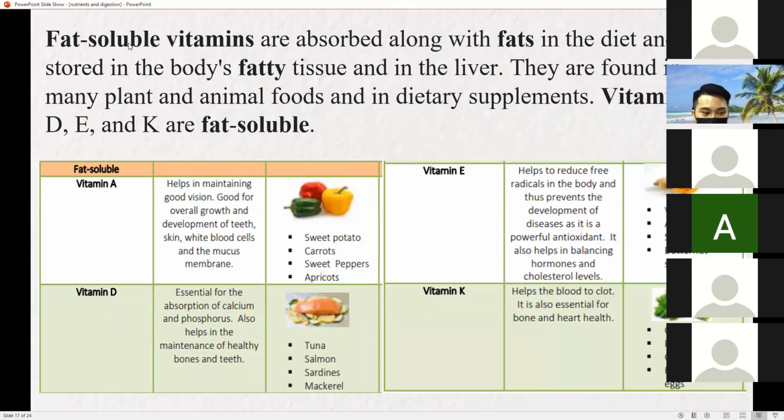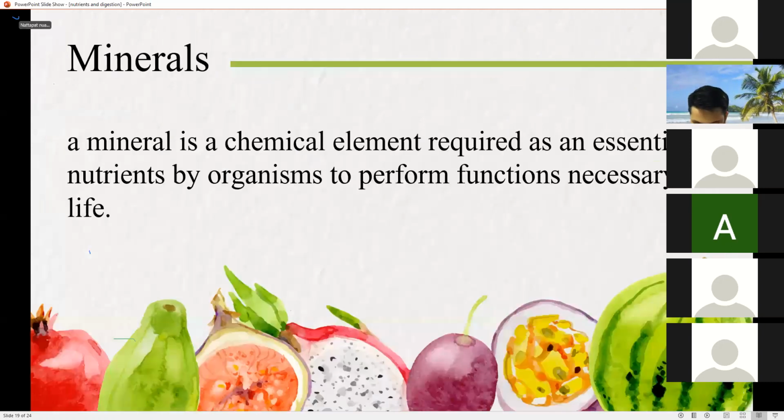Next, minerals. What is the meaning of minerals? The body needs minerals to work properly. Calcium, iron, and potassium are examples of minerals. They work differently to keep the body healthy. Okay, give me examples of minerals. Calcium, phosphorus, magnesium, sodium, potassium, chloride, and sulfur. Very good.